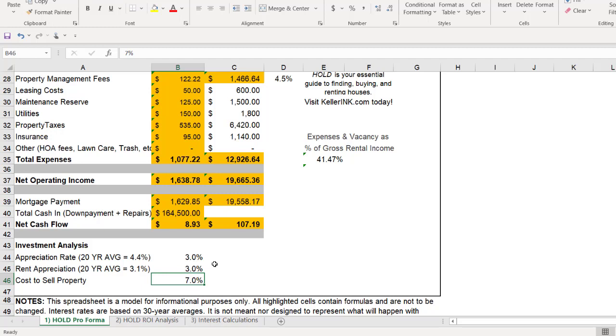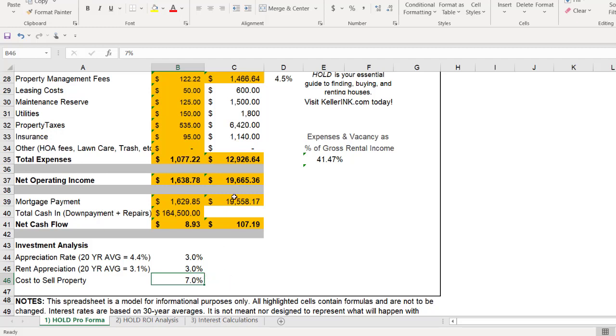And I want you to know that this is not linear. Home prices go up and down, but the long-term average, you could probably make a case for it to be 3% or a little bit greater in this market. And then let's just say the cost to sell the property is about 7%. That would be brokerage fees as well as closing costs associated with selling a property.